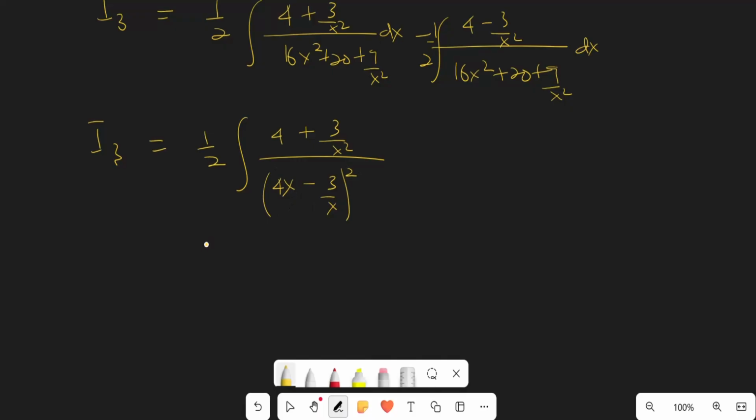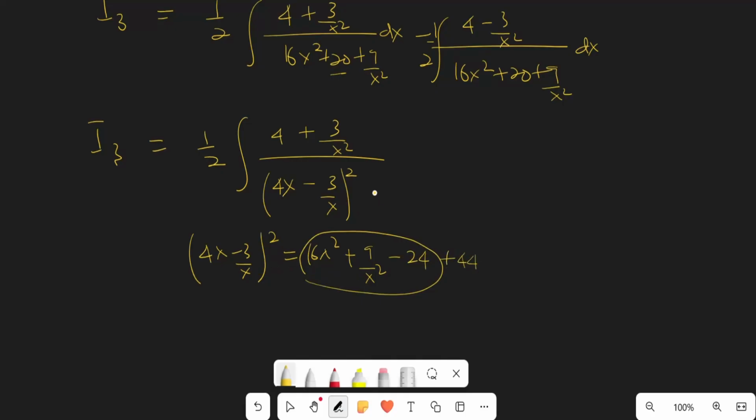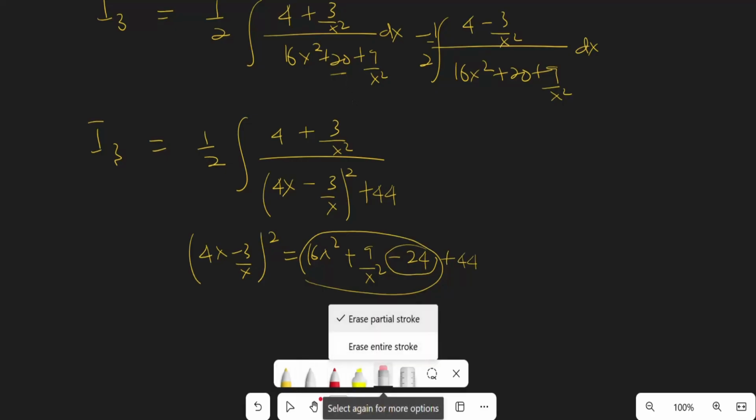When we square 4x minus 3 over x, this is going to give us 16x squared plus 9 over x squared, minus 4x times 3 over x is 12 times 2, that's 24. So we have minus 24, but we have plus 20. In order to have plus 20, we have to add 44 to this. Adding 44 will neutralize the negative 24 and add 20 to our denominator. So this is how this denominator can be factored.